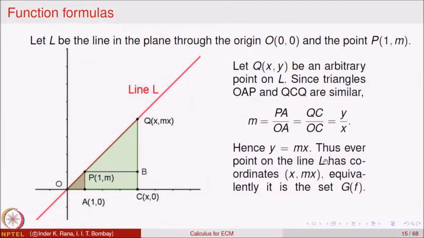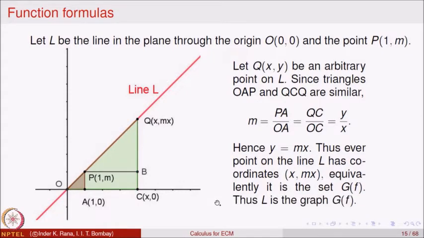Thus, every point on the line has got coordinates x comma mx, or equivalently we can say that this also identifies with the graph of the function because of the unique association of every point, the ordered pair x comma y with the point with coordinates x comma y in the plane. So, this shows that the line L is the graph of the function y equal to mx.